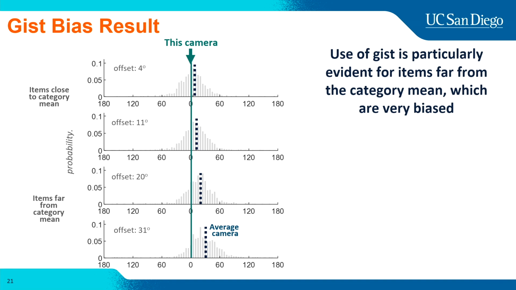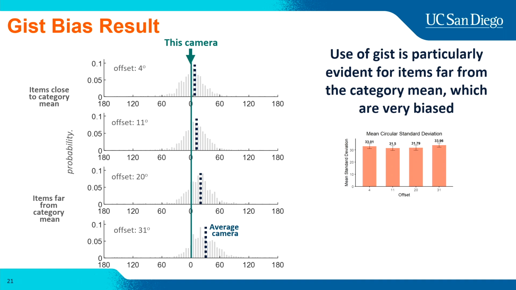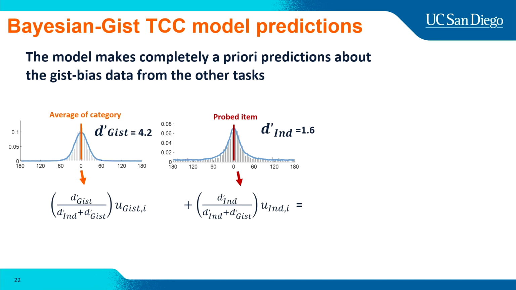Right now, each panel shows participants' error distribution for specific offsets. You will notice that as the offsets increase, the entire distribution shifts further from 0 but towards the category mean. Here you can see the circular standard deviation remains the same, but there's a systematic bias toward the gist as the individual items get closer to the gist. Okay, so now let's look at the model prediction results.